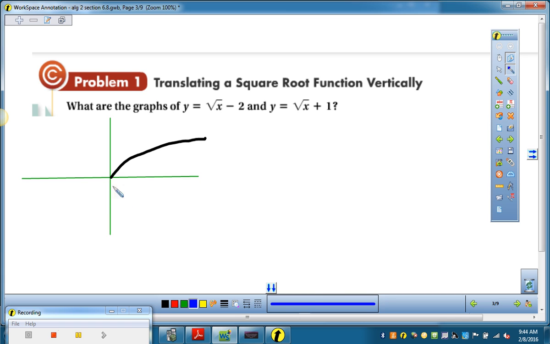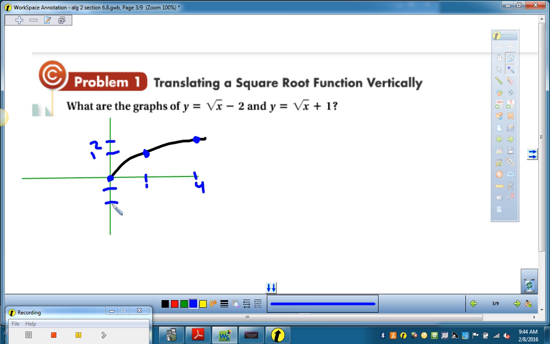So what you need to do is find those points that we know exist. Fellas, look at the point. Stay with me. 0, 0, 1, 1, and 4, 2.